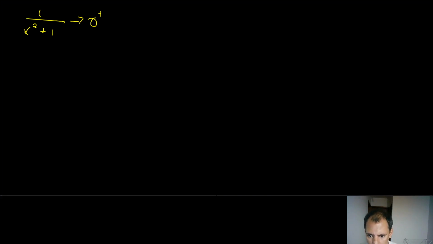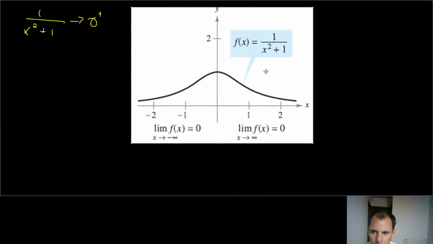And look at this. This is the graph. Now what do I mean by approaching 0 from the negative side? It could be approaching 0 from the negative side, like that. But it's not. It's approaching 0 here from the positive side.